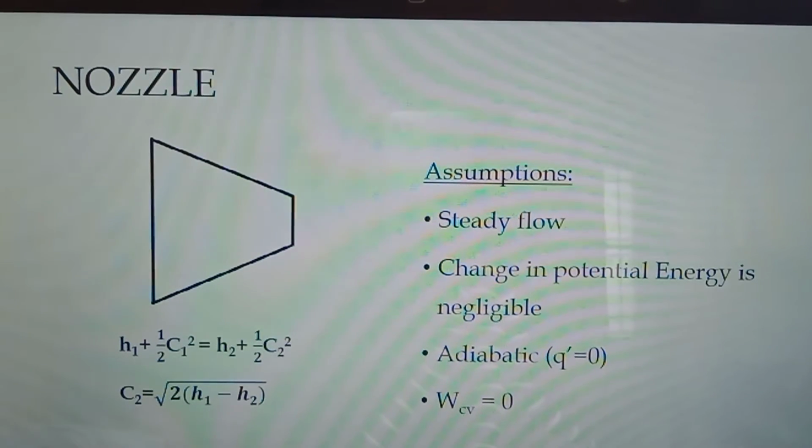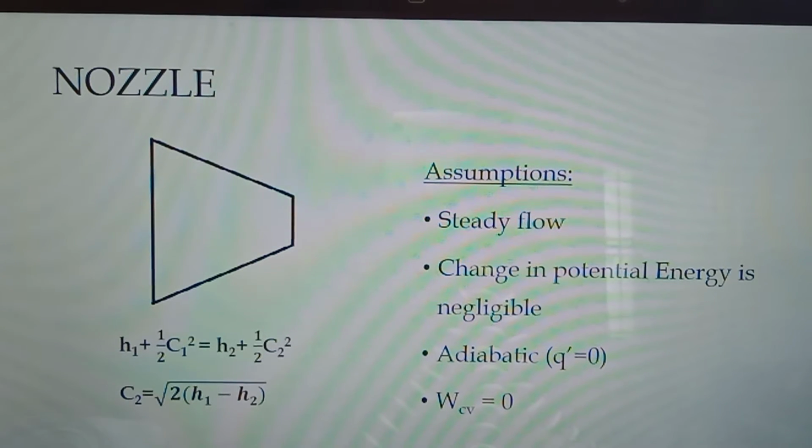So let us see some of the steady state devices and their energy equation. The first device here is a nozzle. For a nozzle we have four assumptions. The first assumption is that it should be a steady flow process and the change in potential energy will be negligible here. And the third assumption is it should be an adiabatic process, meaning that Q dot is equal to 0 and WCV is equal to 0. These are the four assumptions for nozzle.